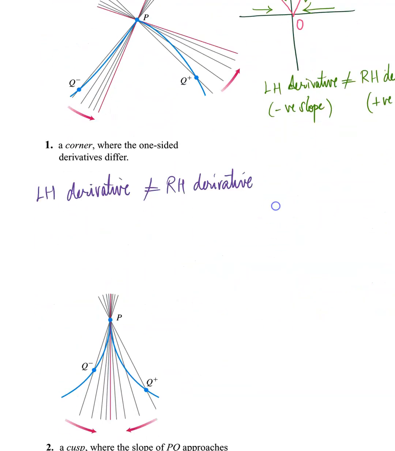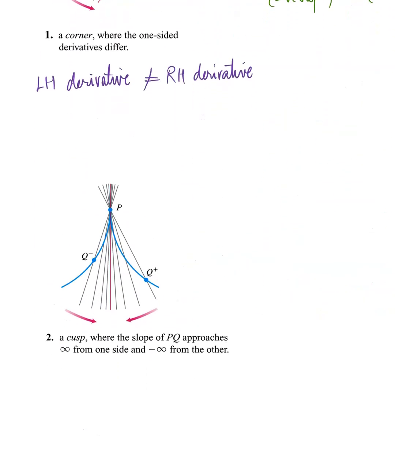Another condition is when there is a cusp. A cusp is like this, that kind of a kink, some kind of a quick rise. So that's also pointy, as you can see. What happens here is the left-hand derivative is, say, infinity, and the right-hand derivative is negative infinity. They don't match, and they also are not finite.